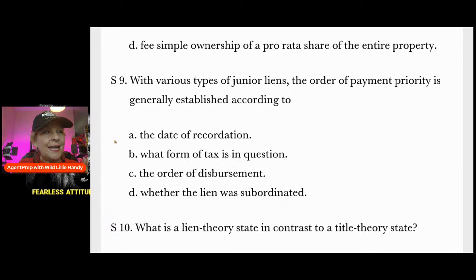So A, the date of recordation. B, what form of tax is in question? C, the order of disbursement. Or D, whether the lien was subordinated. So there's, yes, the order of recordation is important. However, there's always one that has to be paid first.